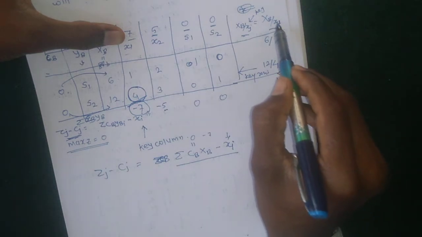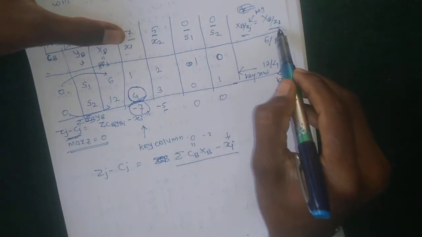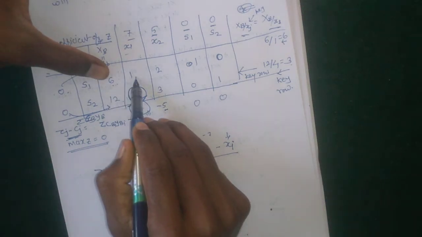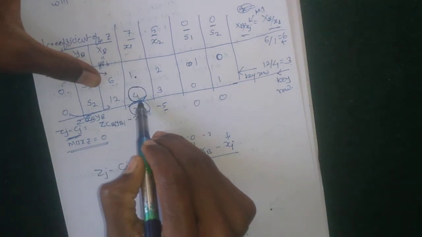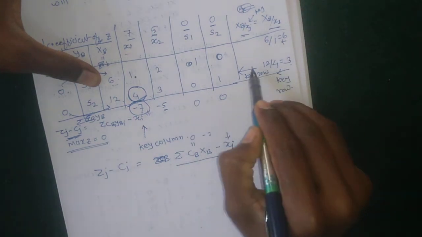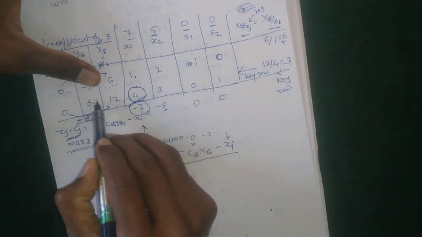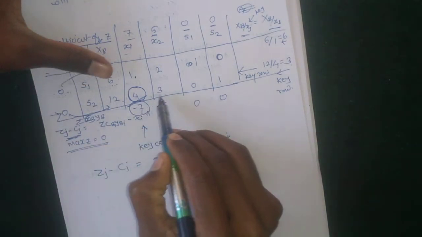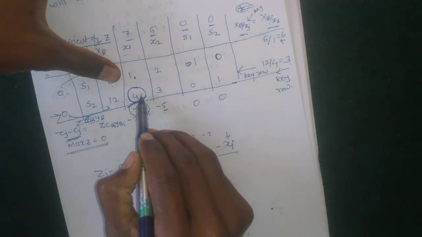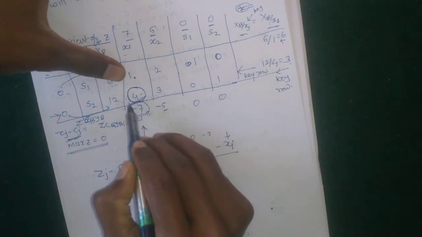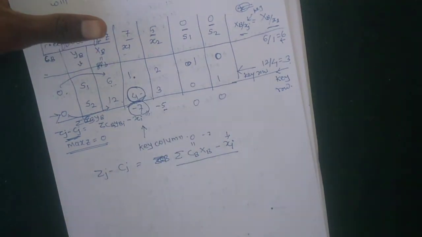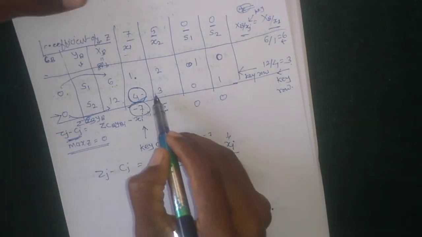So xb divided by x1, and then find the value. Xb is 6 divided by 1 is equal to 6, 12 divided by 4 is equal to 3, and 3 is less than 6. Therefore this is the key row. So this is the key row and this is the key column, and therefore 4 is the leading element of this table.